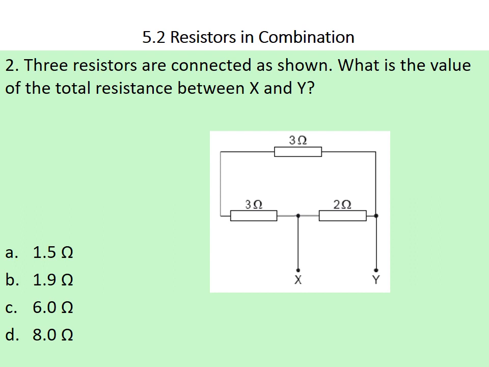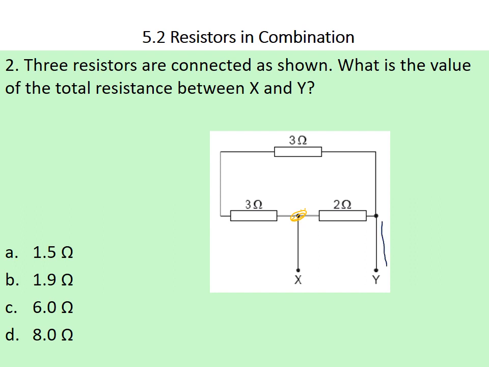Practice number 2. 3 resistors are connected as shown. What is the value of the total resistance between X and Y? So this is an interesting circuit because you probably haven't seen something represented like this. So the best way is to start with either X or Y. I'm going to start looking at Y and see how the current can travel through this circuit. Anywhere the current can choose a different path, anywhere there's a node or a junction like right here and right here, that is where you're going to have a parallel branch.